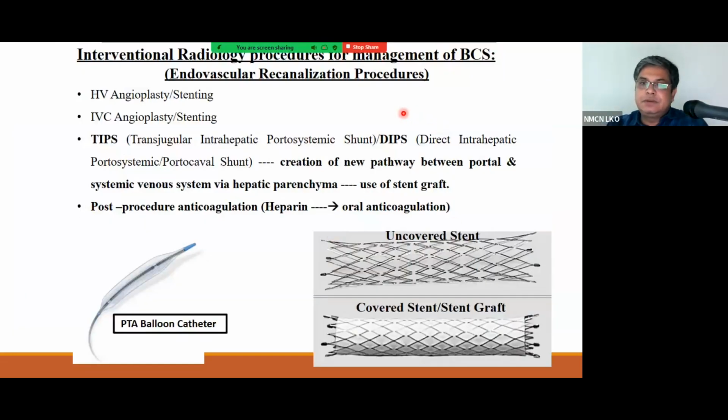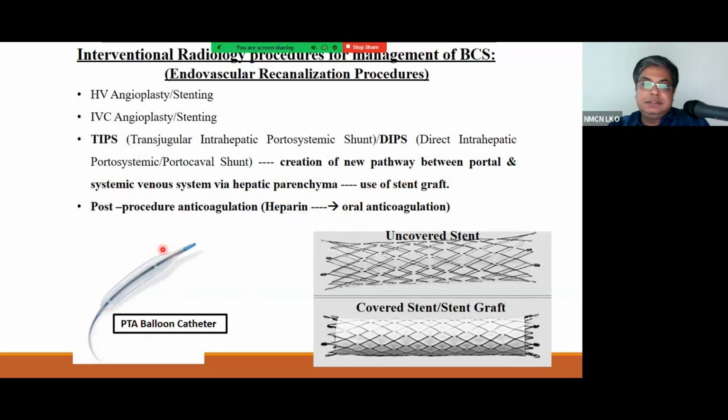Coming to the spectrum of interventional radiological procedures, these are the endovascular recanalization procedures which can be done in BCS patients. We do angioplasty and stenting of hepatic vein or IVC, and shunt procedures like TIPS and DIPS. Here we create a new pathway between the portal and systemic venous system through the hepatic parenchyma, so a low resistance pathway is created bypassing the resistive liver parenchyma. Post-procedure, all these patients are on anticoagulation treatment, started with heparin and shifted to oral anticoagulants.